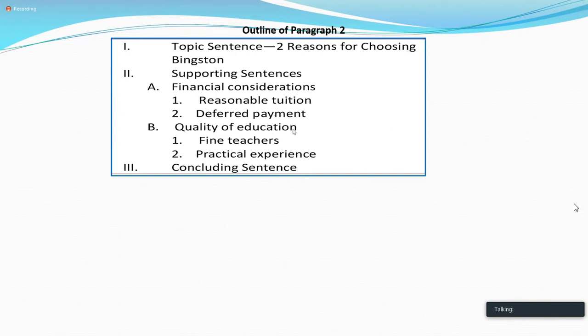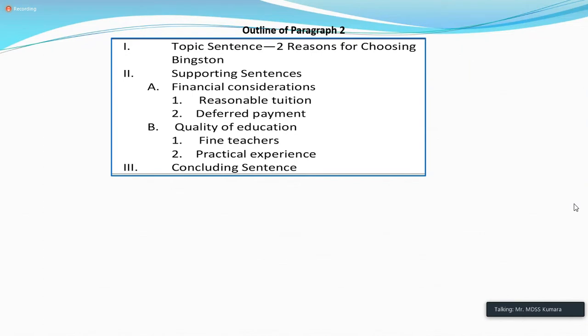The first sentence is the topic sentence. The topic sentence says that there are two reasons for choosing Bingston University. And the other sentences are supporting sentences. In the supporting sentences, the person gives the two reasons. One is financial considerations, and the other one is quality of education. And for each of these reasons, the person also gives some supporting information.